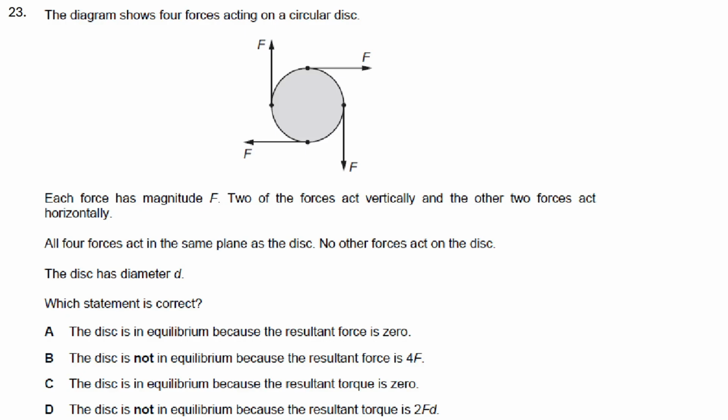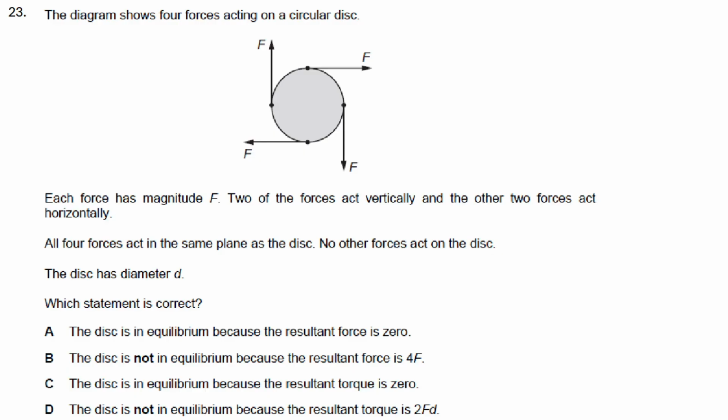The diagram shows 4 forces acting on a circular disk, as shown. Each force has a magnitude F. 2 of the forces act vertically and the other 2 forces act horizontally. All 4 forces act in the same plane as the disk. No other forces act on the disk. The disk has diameter d. Which statement is correct? So, the disk is in equilibrium because the resultant force is 0, and so on.